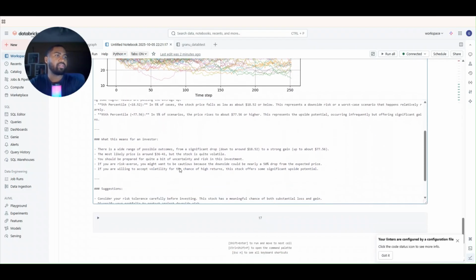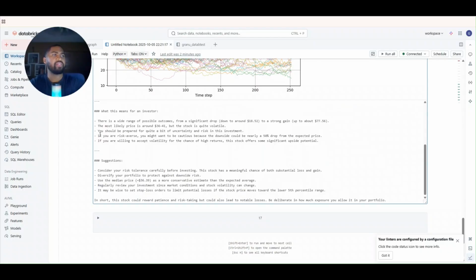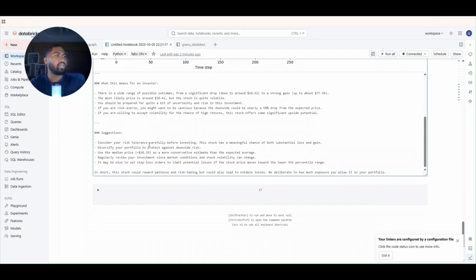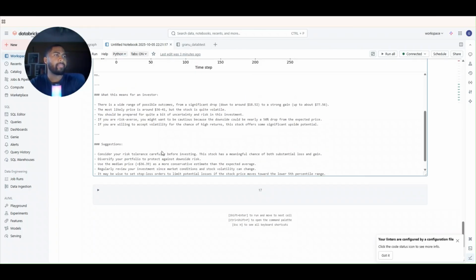Let's skip this and just go to what this means for an investor. There was a wide range of possibilities, a significant drop, so we should prepare for a bit of uncertainty and consider our risks. In short, the stock could reward patience and risk-taking, but also could lead to notable losses. Be deliberate in how much exposure you allow it in your portfolio.